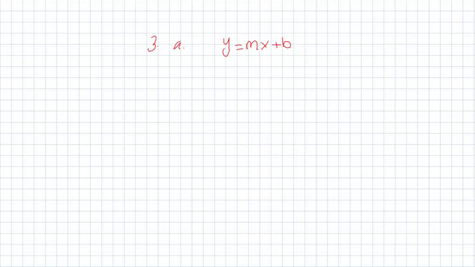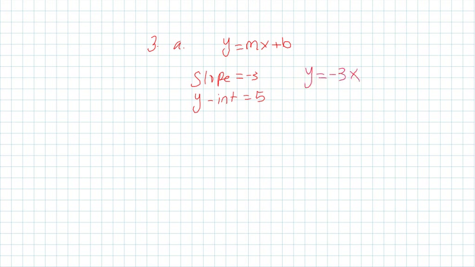Okay, so for question number 1, the slope is given to you. The slope is -3, and the y-intercept is 5. All you have to do is replace m with -3 because that represents the slope, then x, and then plus 5. So that's the equation. This is the easiest question you can get, where the information is already given to you and you just have to replace them.